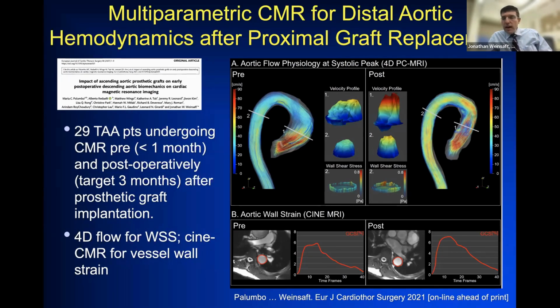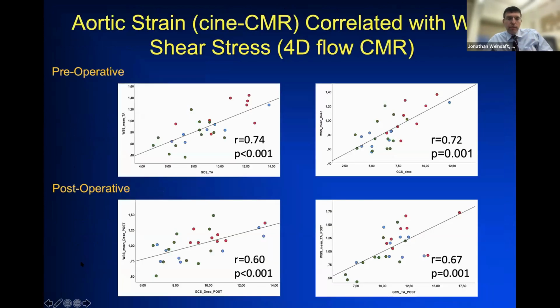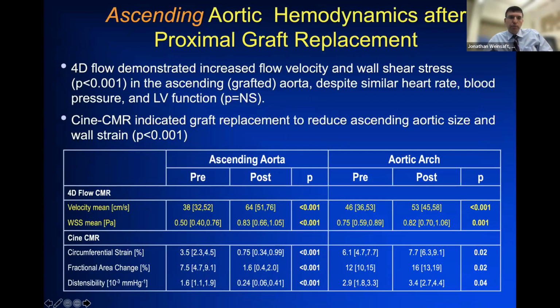Here's data in 29 thoracic aortic aneurysm patients undergoing cardiac MRI pre- and post-operatively after graft implantation. We're doing four-dimensional flow for wall shear stress and using cine-CMR to quantify vessel wall strain in that same manner that I showed to you earlier. Of note, the two indices, both 4D flow derived wall shear stress and circumferential strain on functional CMR, correlated well, and that correlation was demonstrated throughout the thoracic aorta, similar magnitude.